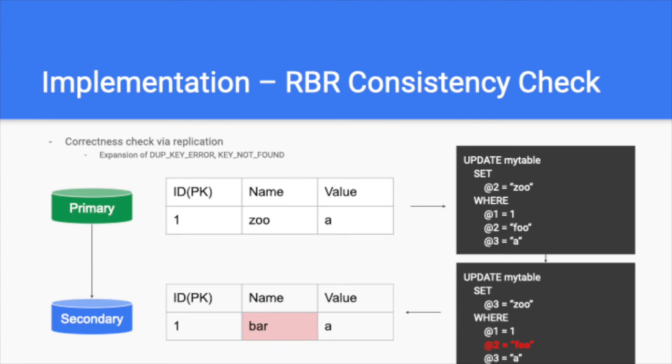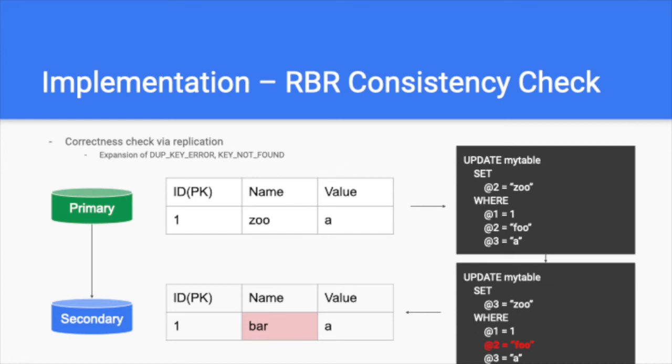Okay. Yeah, and maybe I should have shown this earlier, which answers the question. So here, as an example, we have two tables. The one on the secondary has a corruption. There's supposed to be a zoo value for the name column, but it ended up with a bar.